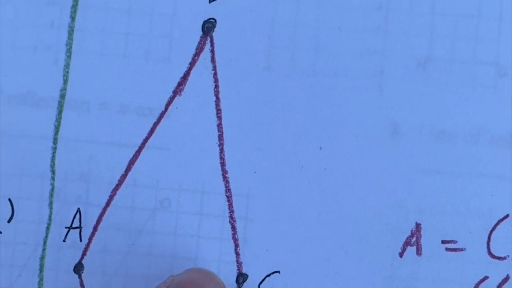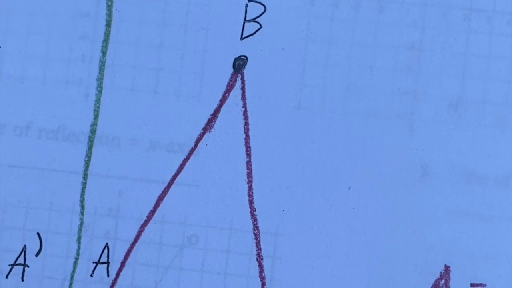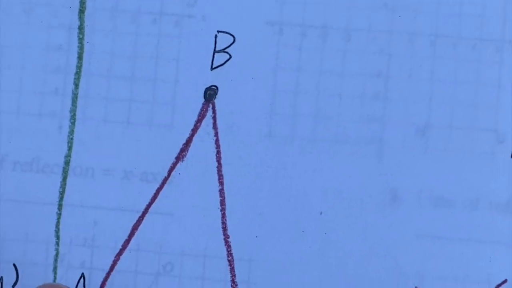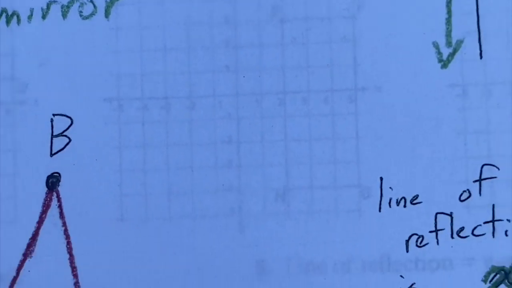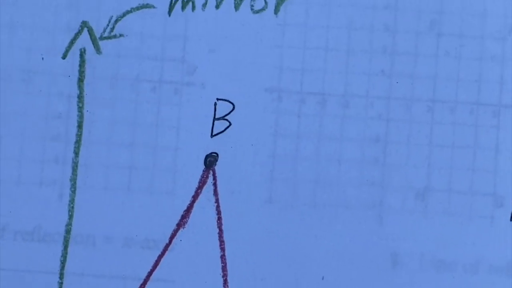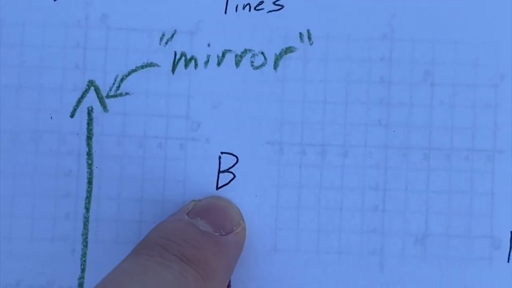C is at 6. Count it. 1, 2, 3, 4 units away. C is 4 units away from the mirror. And lastly, B, which is on 5. 1, 2, 3. It is 3 units away.